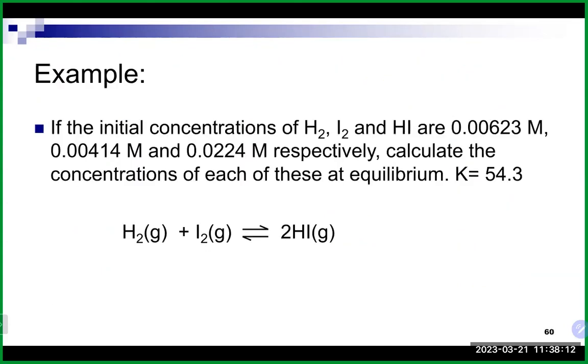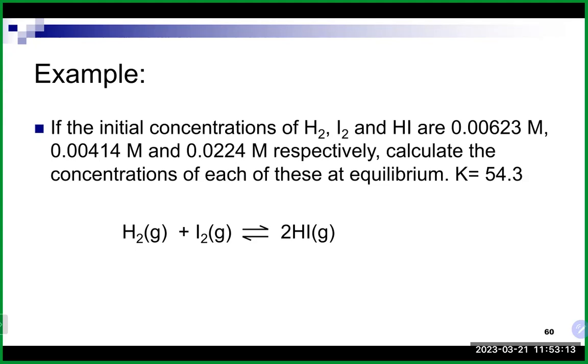All right, so let us do a fun one here. No, probably not. Let's do it. What are the equilibrium concentrations of everybody here? In this case, we're going to start with 0.00623 molar H2, 0.00414 molar I2, and 0.022 molar HI. The equilibrium constant is 54.3. So take some time here and work it out. I will as well, see if I remember how.